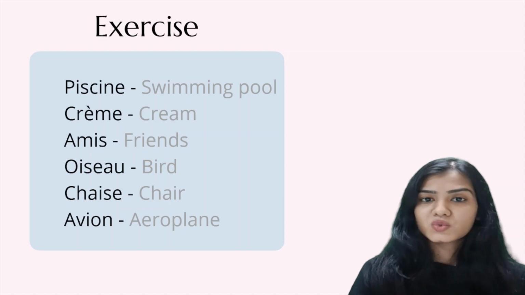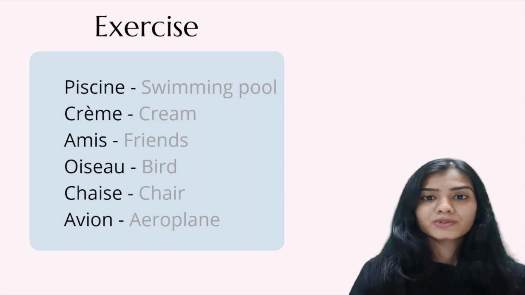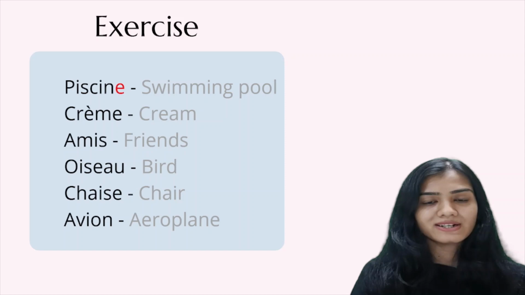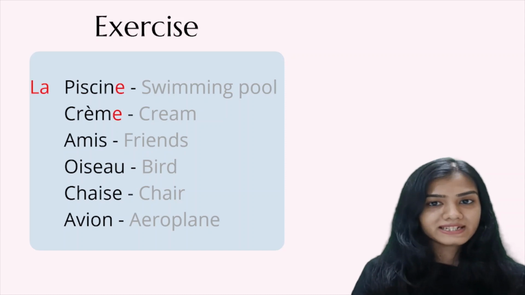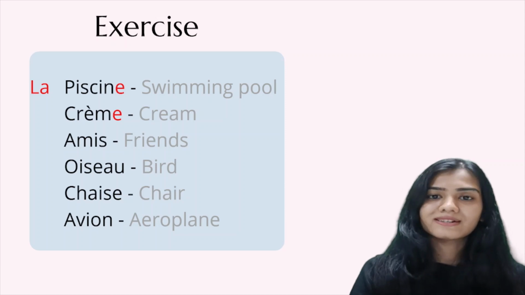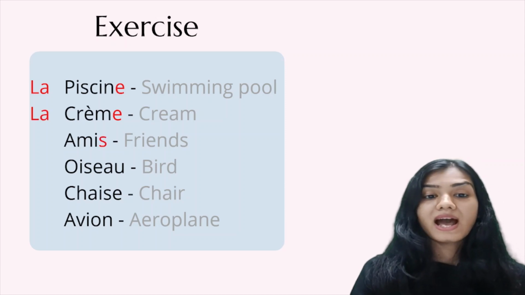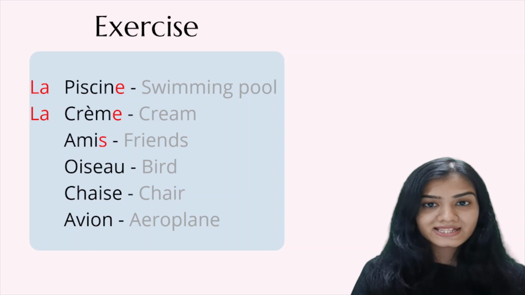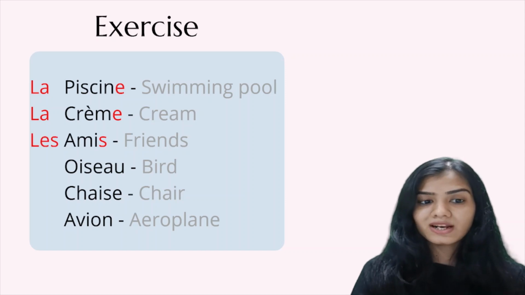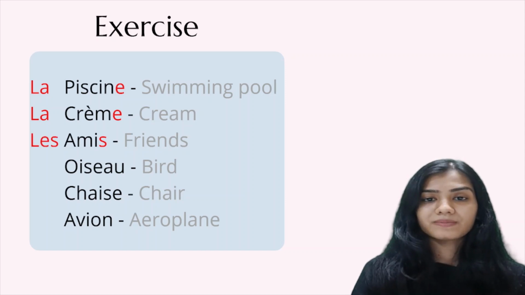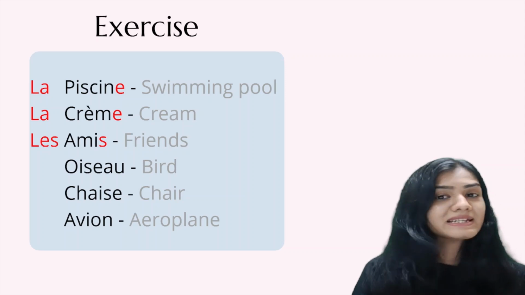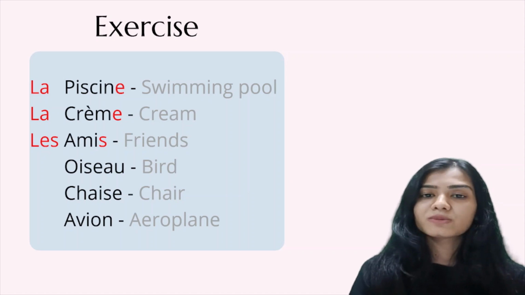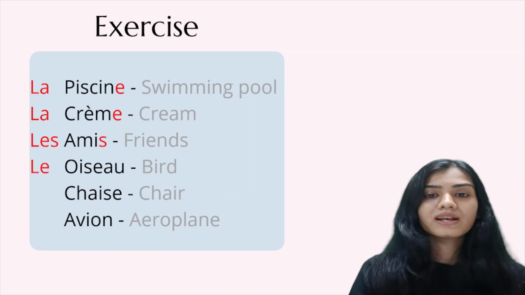Piscine, swimming pool, it's ending in E, so it's going to be feminine in gender. La piscine. Crème, ending in E, feminine in gender. La crème. Ami, ending with an S, so that means it's going to be plural. Les amis. Voisin, it's not ending in E, neither ION, that means it's going to be masculine in gender. Le voisin.